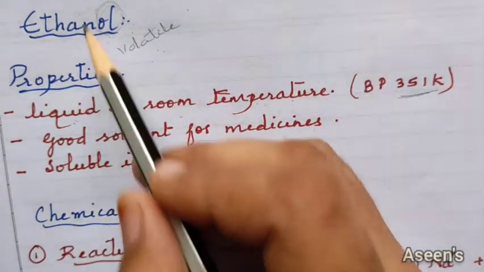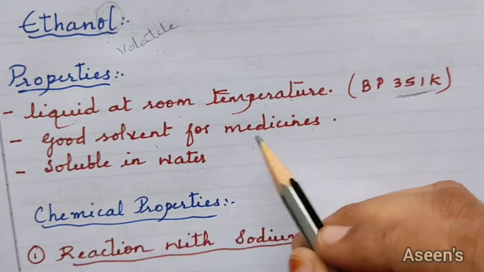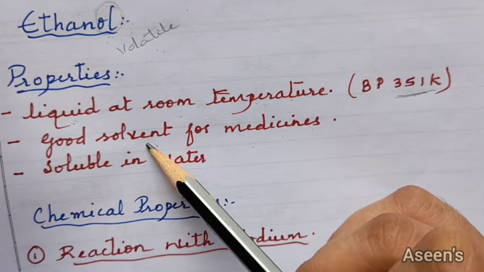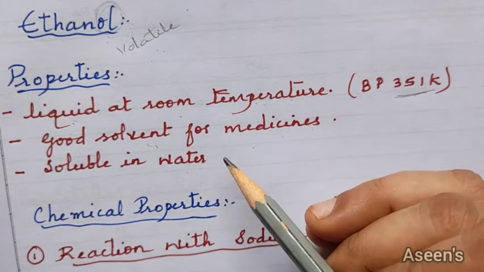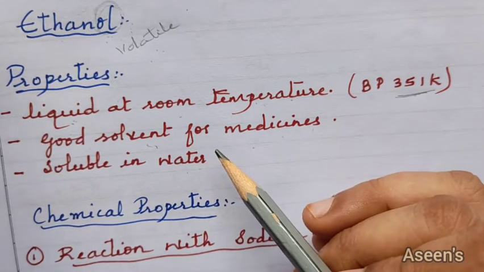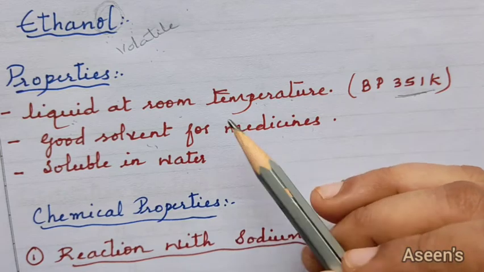Next, ethanol is a good solvent for medicines. See, most of our medicines contain ethanol as a solvent or as an ingredient for increasing your appetite. Especially your Ayurvedic medicines and your tonics, they contain ethanol, at least in a trace amount it's present. Okay, so it's used for medicines.